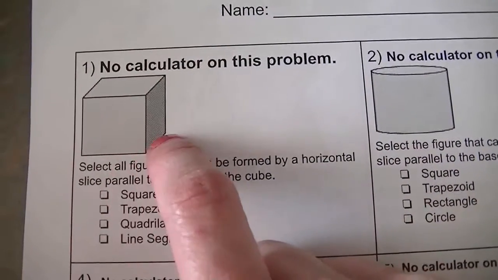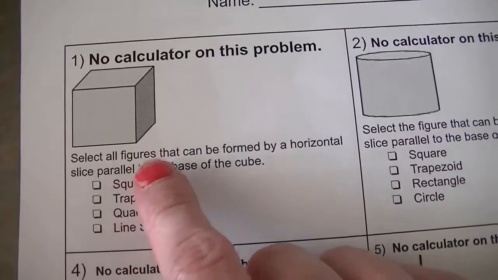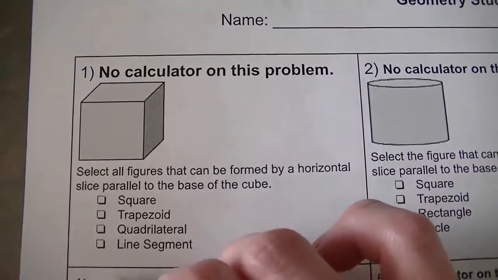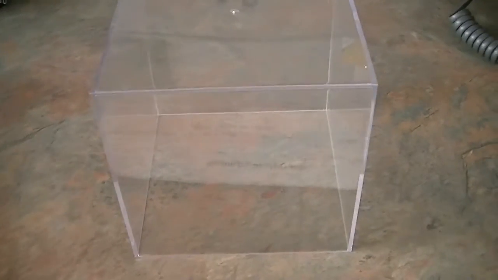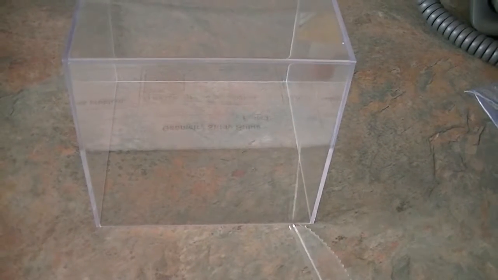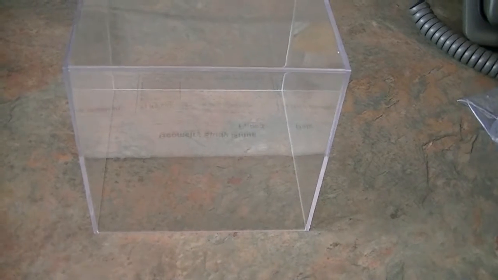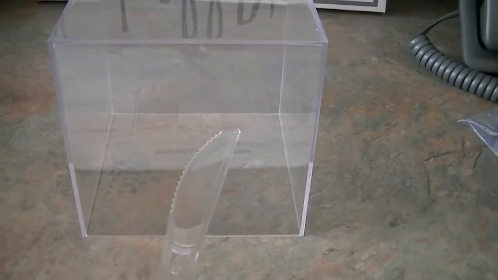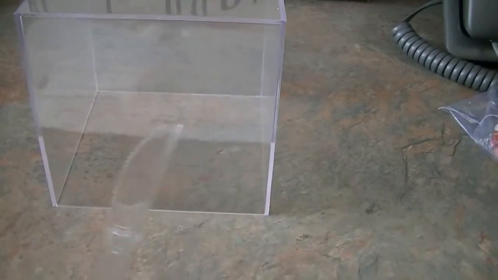It might be a cube, but I'm not sure because I don't know the dimensions of it. But it says select all figures that can be formed by a horizontal slice parallel to the base of the cube. Okay? So right here I have just a manipulative. It's a cube. Oh, so it does tell me it's a cube. Anyhow, here's the cube, and we need to do a horizontal slice that's parallel to the base of the cube. Well, here's the base of the cube, and if something is parallel to it, it means it's never ever going to cross. So right here I have just a plastic knife, and we're just going to take it and slice it right there, just parallel to the base, okay?